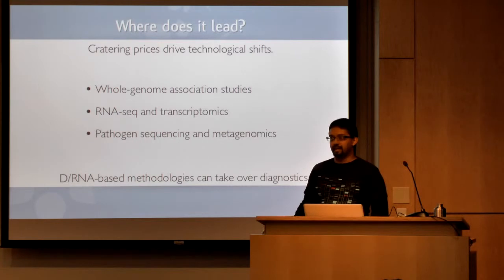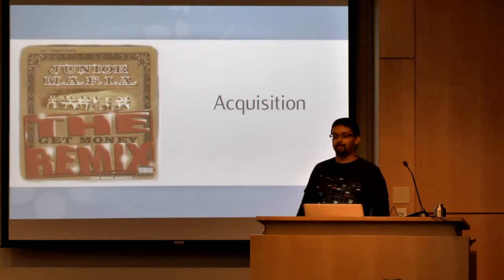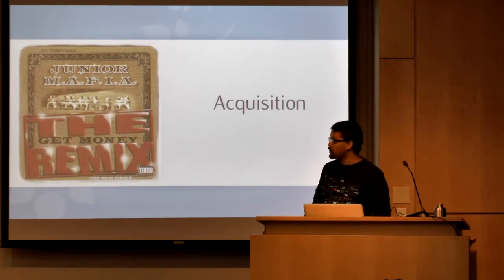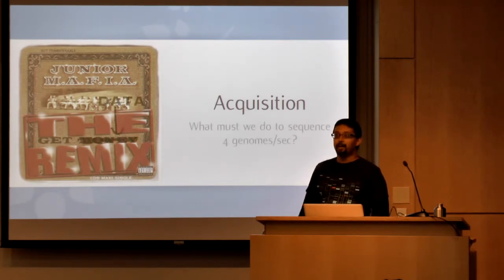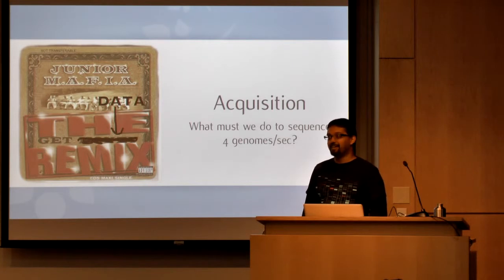So now let's say that we're going to take that 4 genomes per second as our goal and work through what we need to do in order to get there. Of course, the first problem we have to solve is how we're going to acquire all that data. Junior Mafia told us to get money. I propose that what we really need to do is get data. What do we have to do in order to sequence 4 genomes per second?